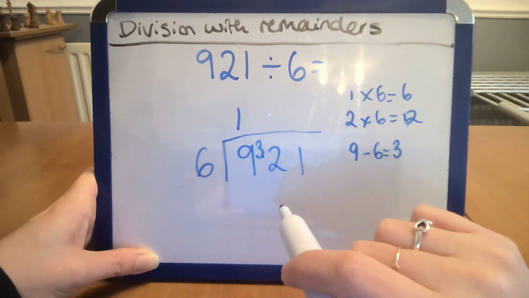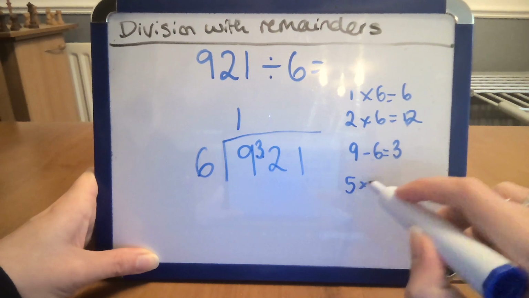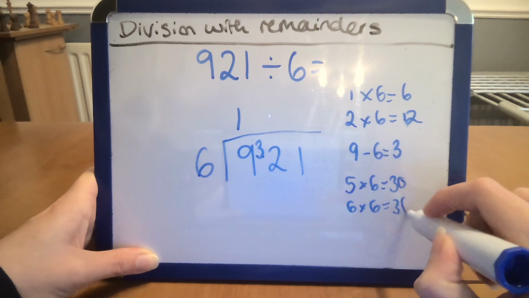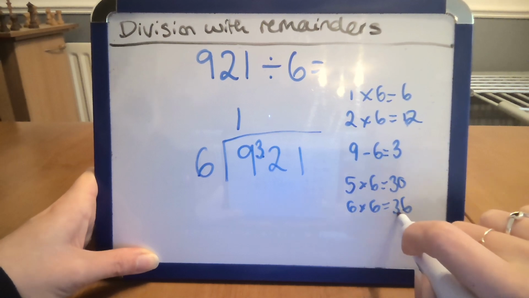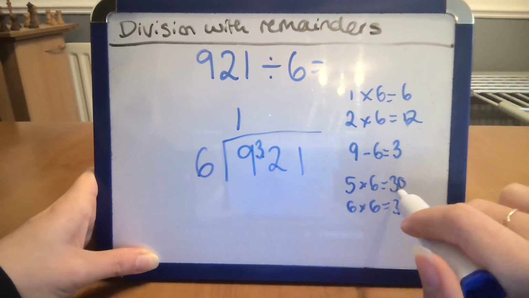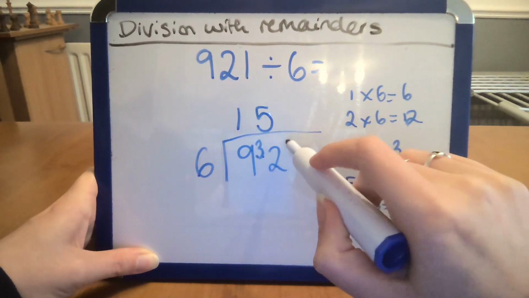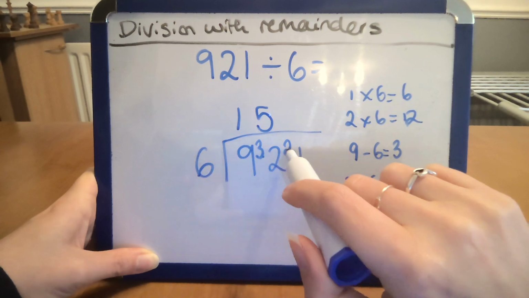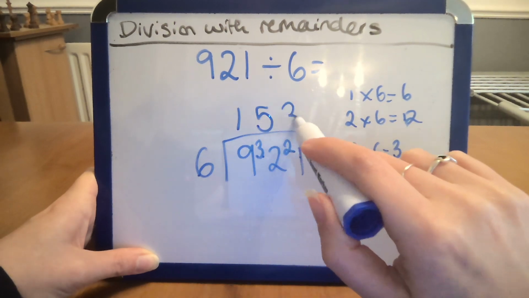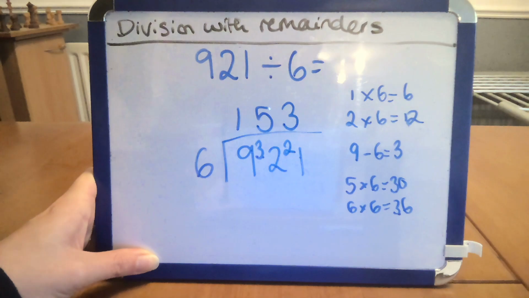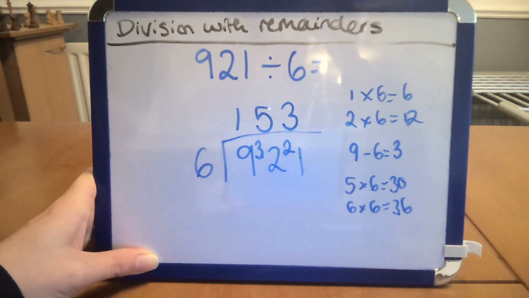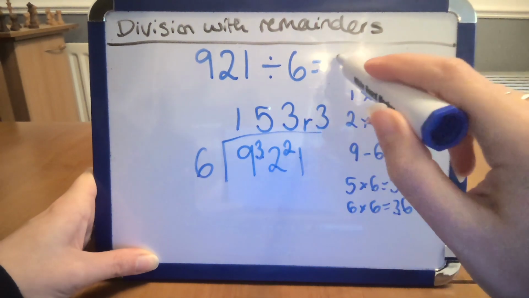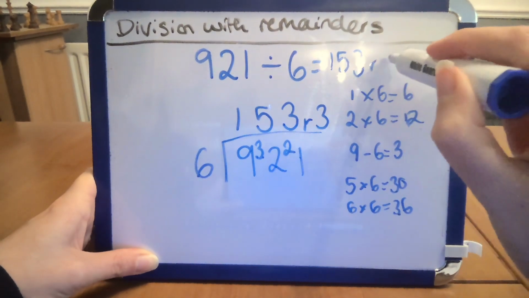How many times does 6 go into 32? Well, I know that 5 times 6 is 30, and 6 times 6 is 36. So again, 6 times 6 is 36 is too high. We only want 32. So it must be 5 with 2 left over, making this number 21. How many times does 6 go into 21? It goes 3 times, which is 18, with 3 left over. 153, remainder 3.